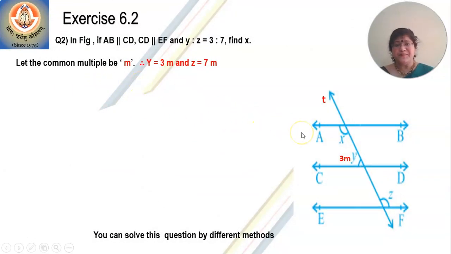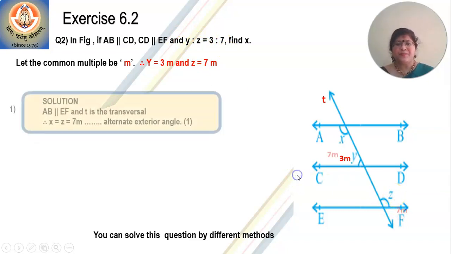Now in this figure, AB is parallel to CD, parallel to EF. And they've given you a ratio y is to z, which is equal to 3 is to 7. You have to find the value of x in this. So make a statement. Let the common multiple be m in this case, because y is taken, z is taken, and x you have to find out. So if the common multiple is m, what will be y? Y will be 3m, and what will be z? And z will be 7m.